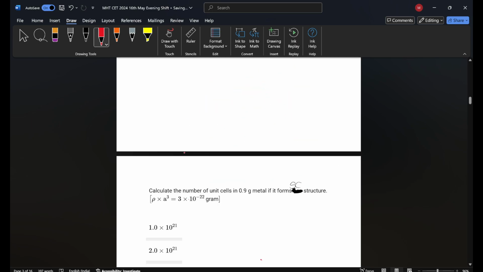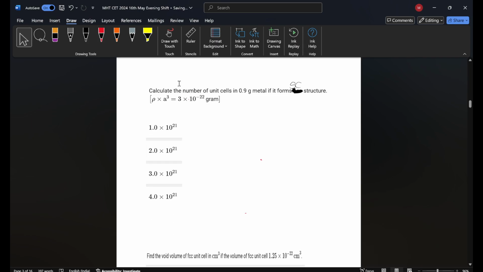Calculate the number of unit cells if it forms simple cubic, just note it down.